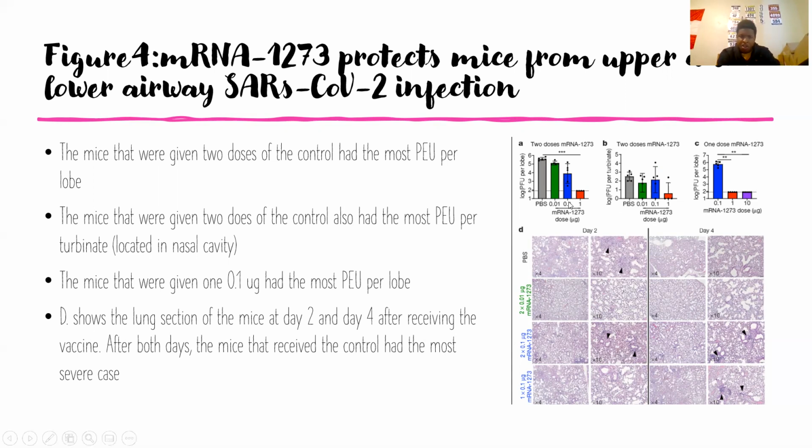Finally, like figure 4D shows the amount of hemorrhaging in the lung sections of the mice at day 2 and then day 4 after receiving the vaccine. So we have the control. This is from the 100th of a microgram. This is from a tenth of a microgram, and this is from a whole microgram of the vaccine. As you see, the group of mice that received the PBS, which is the control, had the most hemorrhaging after days 2 and 4.